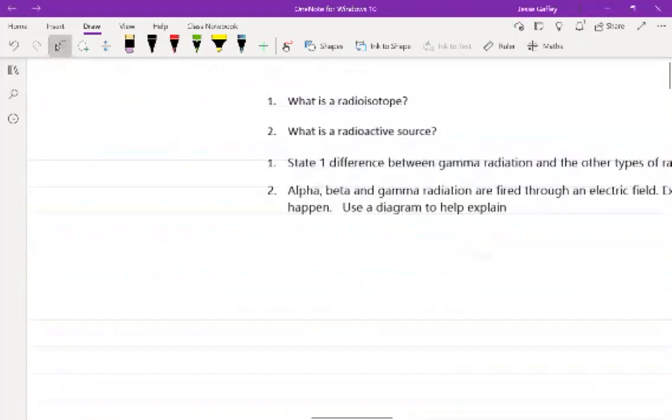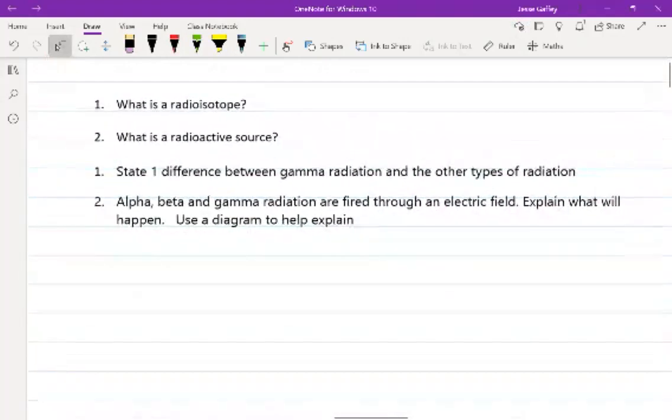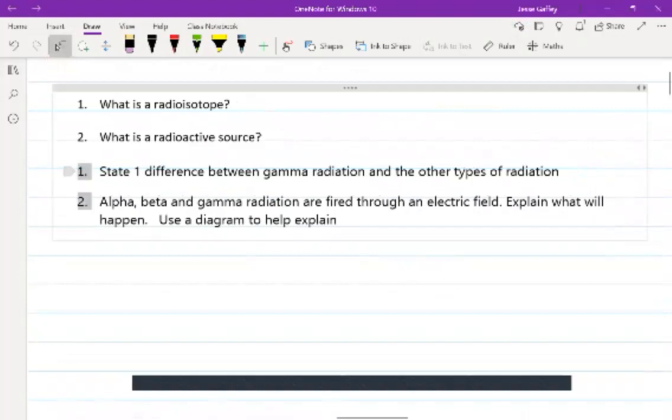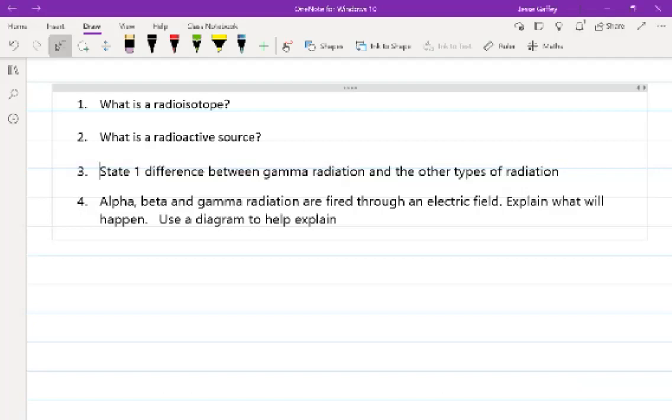So here we go. Question 1. What is a radioisotope? So you should remember that from the previous video. Question 2. What is a radioactive source? So I'll just explain what a radioactive source is for you. This should be number 3. Sorry, I'm just going to fix that. And this is number 4. State one difference between gamma radiation and the other types of radiation. And then number 4, alpha, beta, and gamma radiation are fired through an electric field. Explain what will happen. Use a diagram to help. So again, without looking back now from memory, try and draw out a diagram to explain what will happen. Okay, so pause the video and do that now, please.